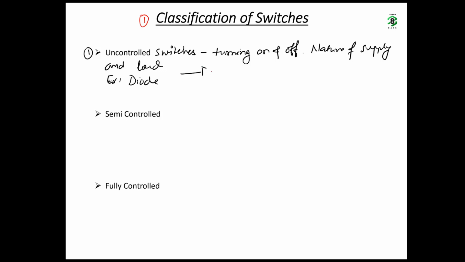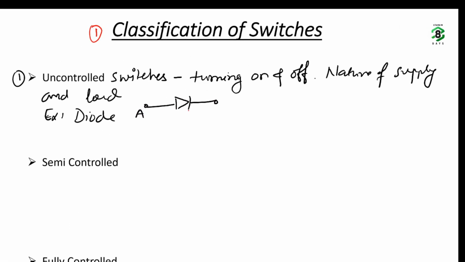For example, we consider the diode. This is its power terminal, anode and cathode. It doesn't have any third terminal through which we can control its turn on and turn off. It will turn on and turn off based on the nature of the circuit. Suppose an AC supply is there. Whenever the diode is forward biased, it will conduct. When the diode is reverse biased, it will not conduct. So its turning on and off depends on the nature of supply.